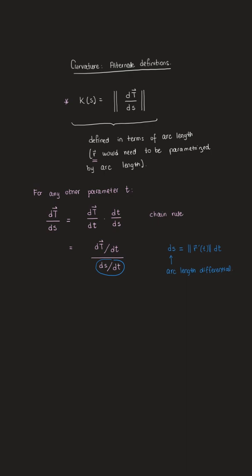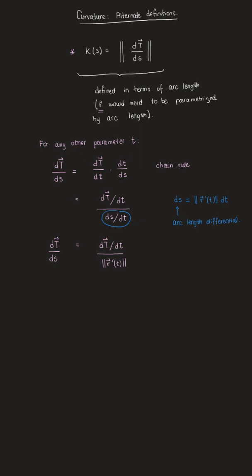So back to this formula for dT/ds, I'm going to rewrite this as the derivative of our tangent vector with respect to t over the magnitude of r prime with respect to t. Great. Now we have an expression for the rate at which the tangent vector is changing with respect to the arc length in terms of any other parameter t.